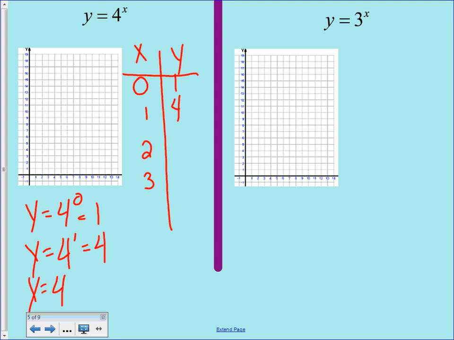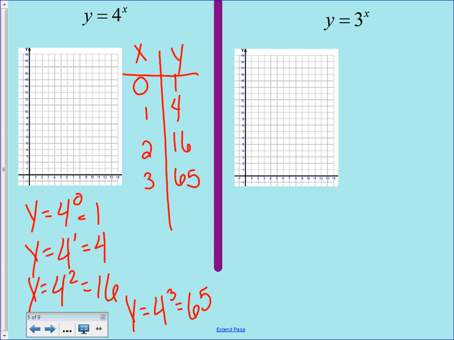Next, 4 to the second power is 16. And last but not least, 4 to the third power gives us 64. So let's plug in what we can here to at least get a general shape. It's going to be kind of like a ski slope going up. That's what it's kind of going to look like.